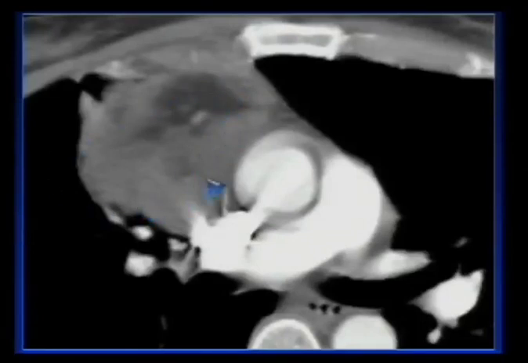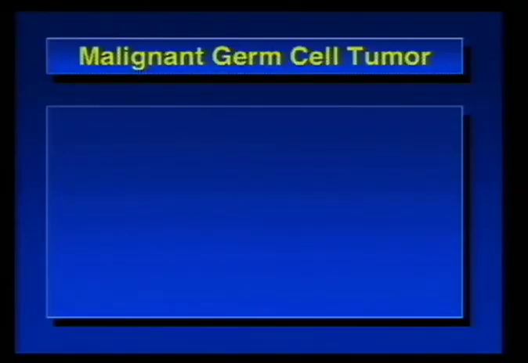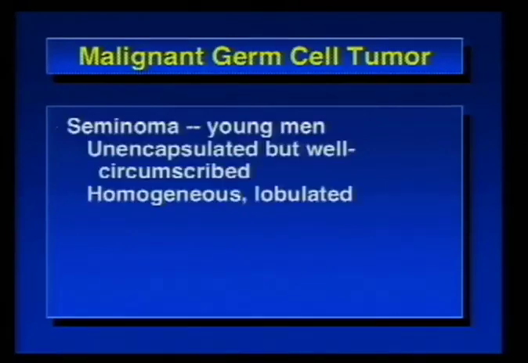Okay, anterior mediastinal mass on the plain film, differential diagnosis: germ cell tumor, thymoma, lymphoma. And in older patients, thymoma is more likely; under 40, teratoma or germ cell tumor more likely. Okay, malignant germ cell tumors. These are pretty unusual. Seminomas are one of the more common ones. They occur in young men.